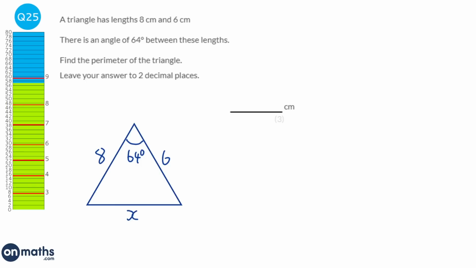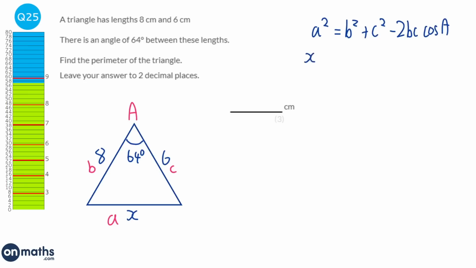Now we're going to be using the cosine formula. The cosine formula involves angle A, so we're going to label the angle A. The side opposite the one we label as A is going to be little a. And then little b and little c, it doesn't matter which way around you do them. So we're going to write down the cosine formula: a squared equals b squared plus c squared minus 2bc cos A.